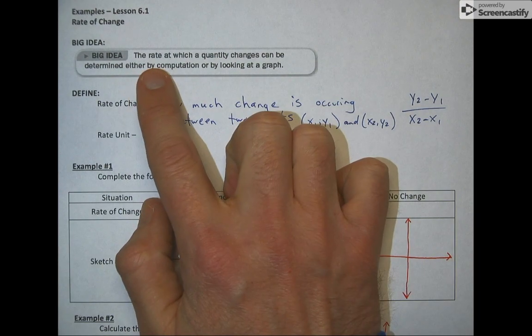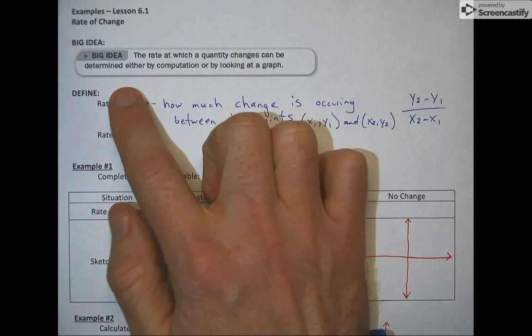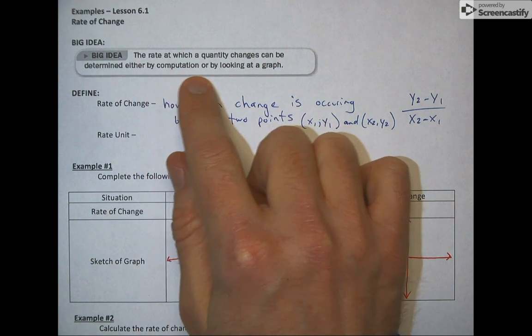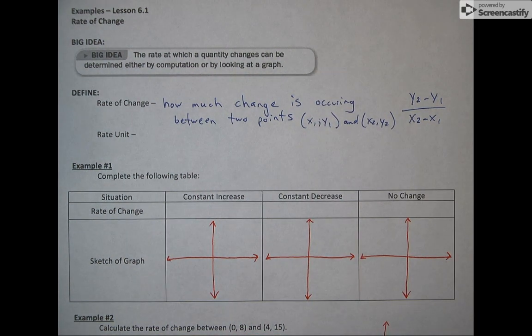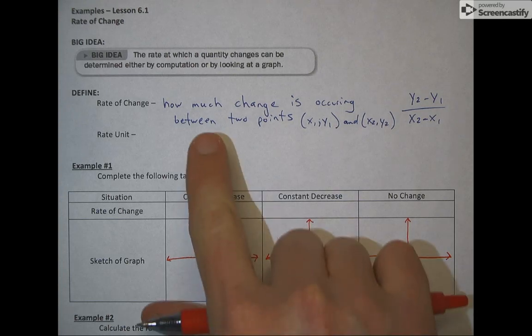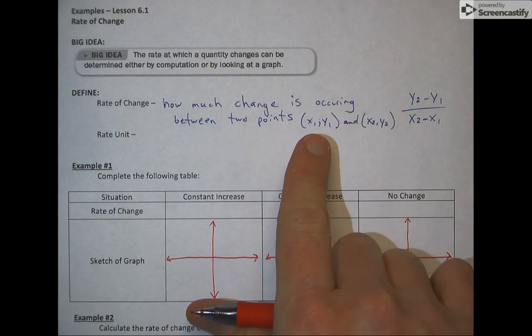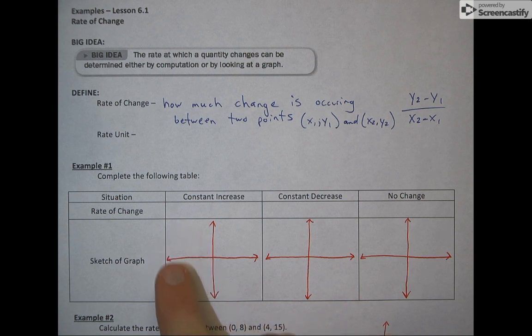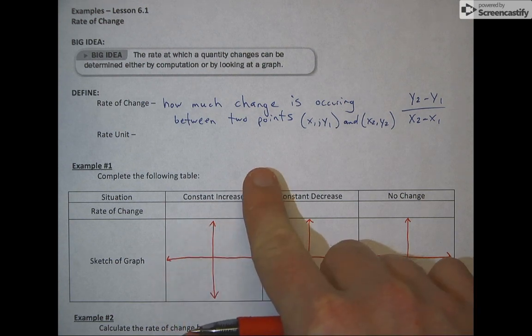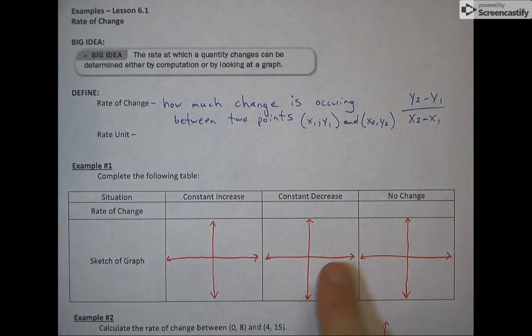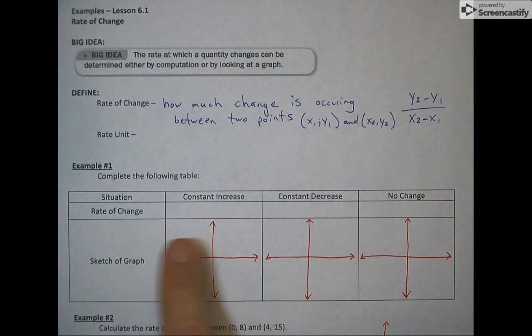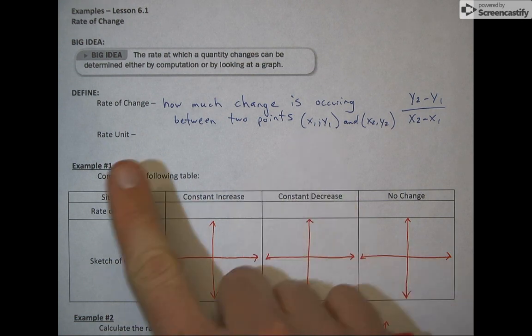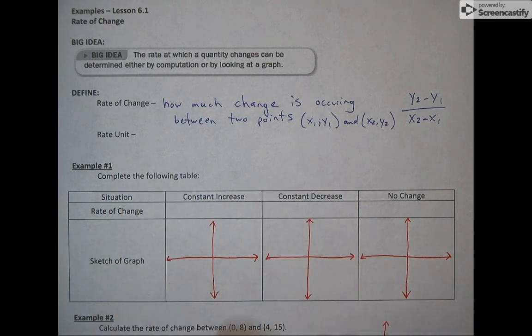And so your big idea, the rate at which a quantity changes, can be determined either by computation, which we'll look at today, also by looking at a graph, and then we're going to kind of connect the two. So your definitions, the rate of change, how much change is occurring between 2 points. So we're looking at a graph. Is from one point to the other a big increase, a big decrease? Is there no change across it? Okay, that's the rate of change. How fast a line is either going up across the graph, down across the graph, or not much at all.